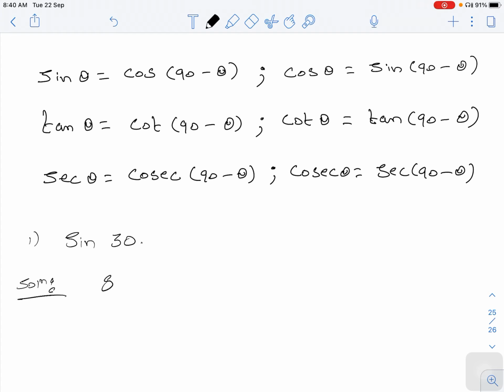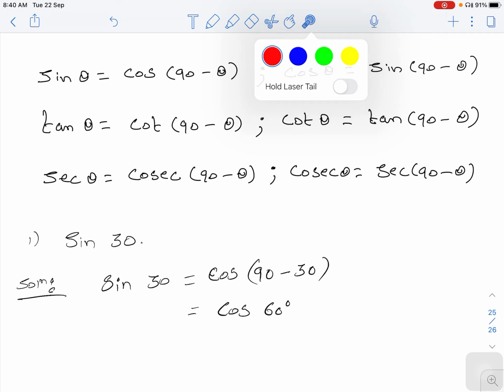Directly we can write sine 30. It can be written as cos 90 minus 30. Okay, so now what is this complement of sine 30? That is cos 90 minus 30. So that equals cos 60 degree. Okay, so here what we have done, we have represented sine in terms of cos. Okay, so sine 30, its complement is cos 60.